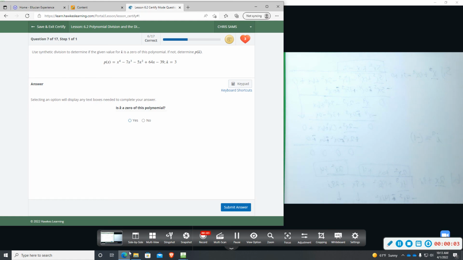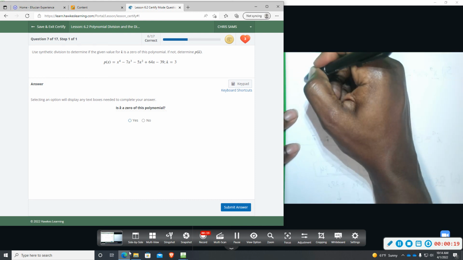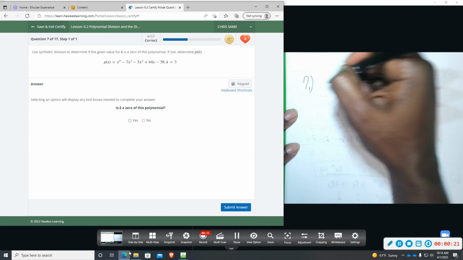All right, number 7 wants us to use synthetic division to determine if the value of k is a 0 for the polynomial. So when they give it to you in this setup, the k equals 3. That is your box number. So I'm going to go ahead and start setting up for synthetic, and synthetic will be easier.